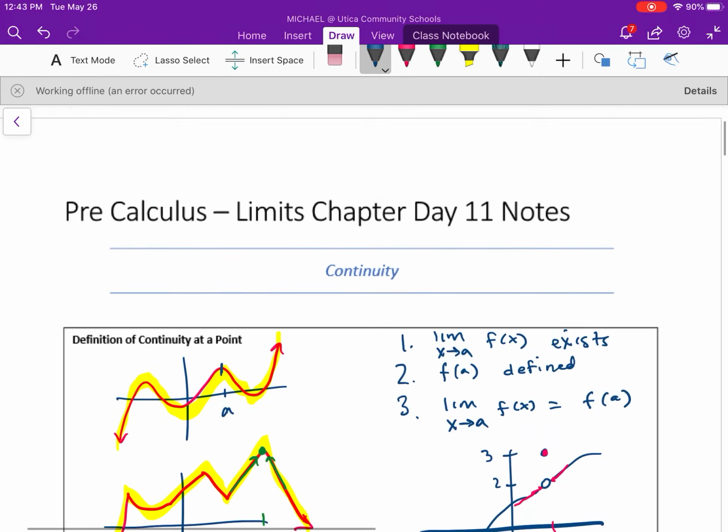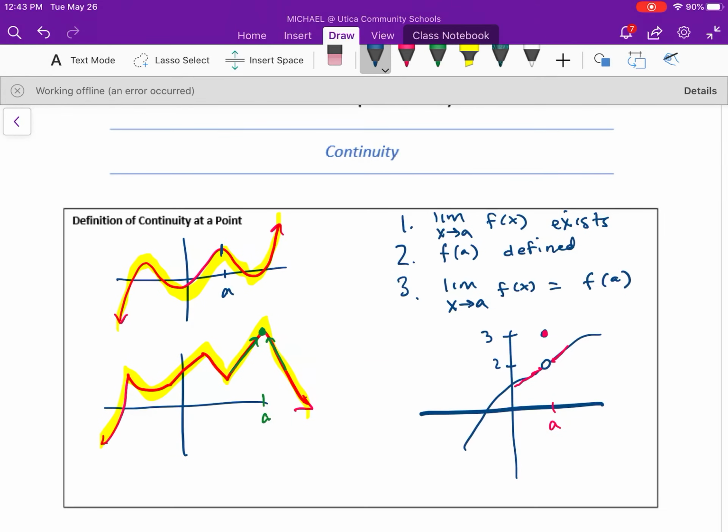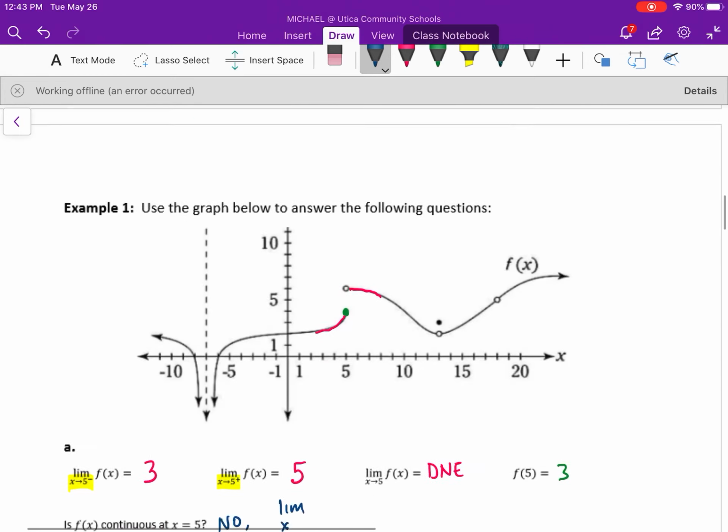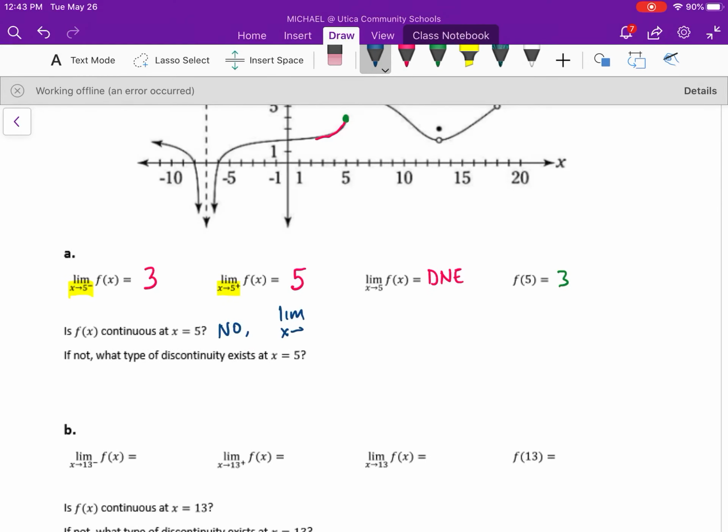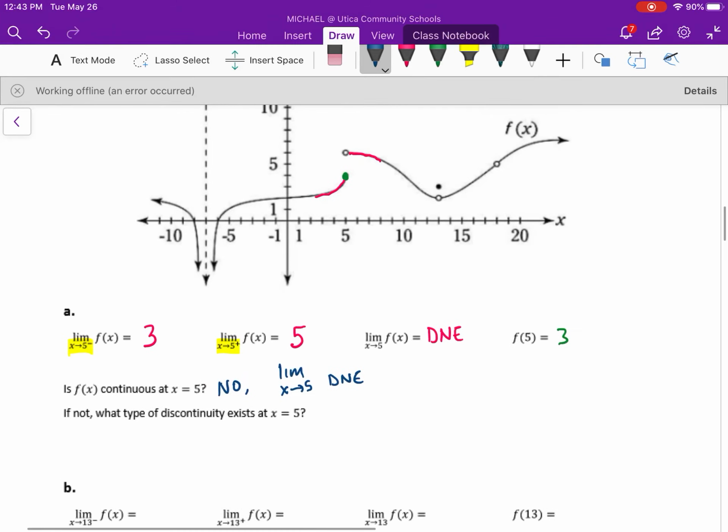Let's go back up to the examples. We've got parts 1, 2, and 3. This first part does not work. The limit does not exist. So the limit as x approaches 5 does not exist, which is why it is not continuous. And what type of discontinuity is it? Well, you can see that I kind of have to jump to get from one to the other. So that is a jump discontinuity, or a non-removable discontinuity.